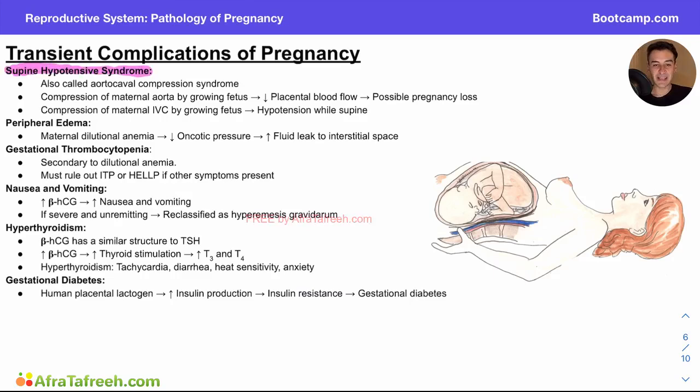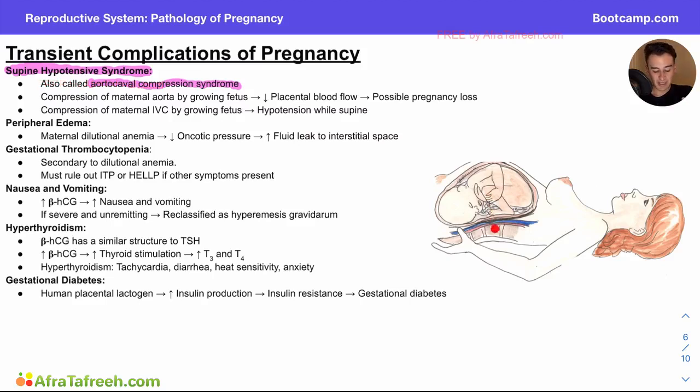to be a really interesting phenomenon in which we see supine hypotension, which is not a normal finding in most people. We usually see hypotension when patients stand up, and we call this orthostatic hypotension. However, in this case of supine hypotensive syndrome, it's also called aortocaval compression syndrome, and this informs a lot of the pathology going on here. So essentially, we have a big old baby sitting up on top of the aorta and the inferior vena cava inside of our pregnant person.